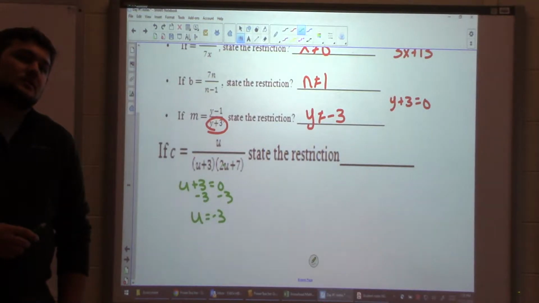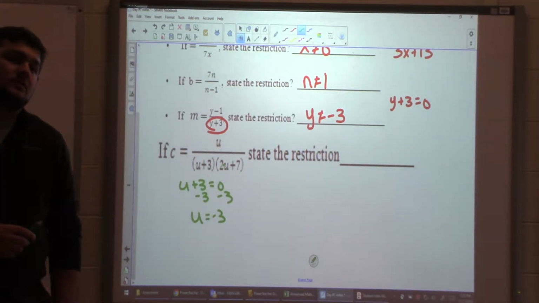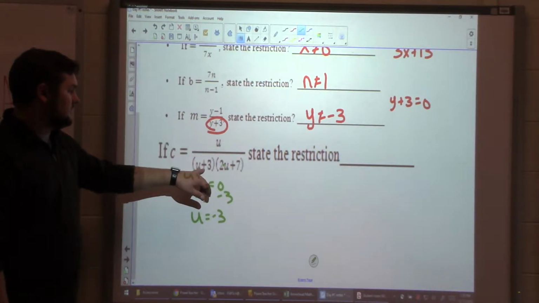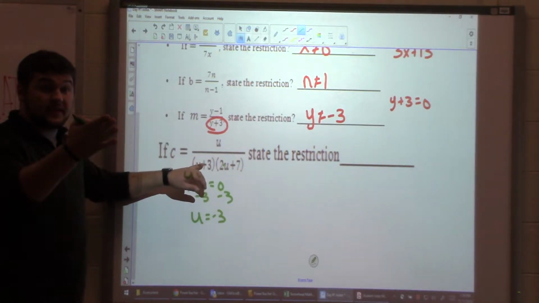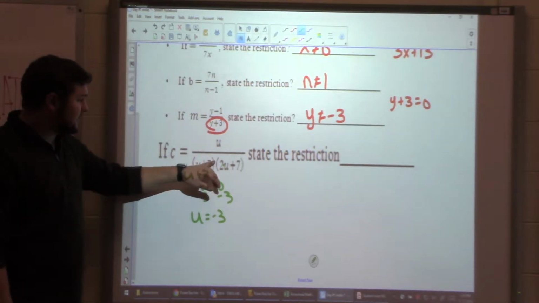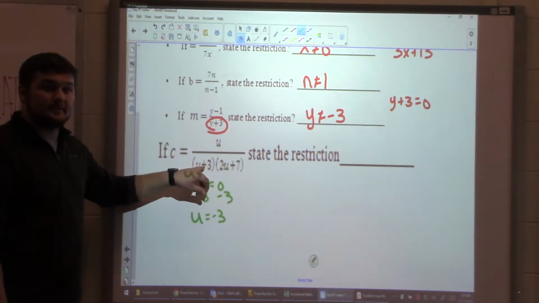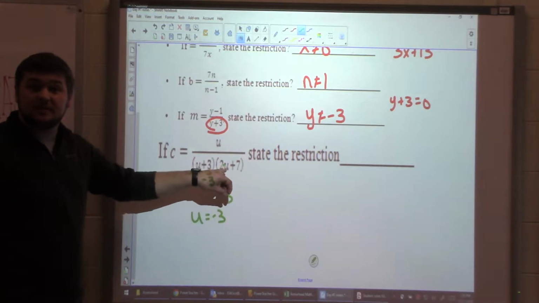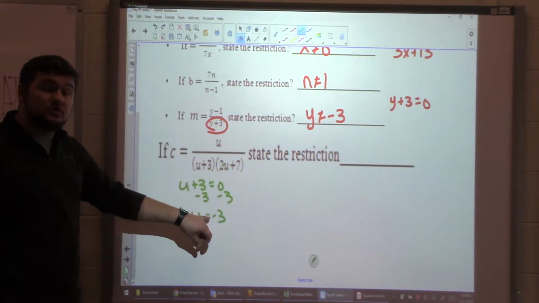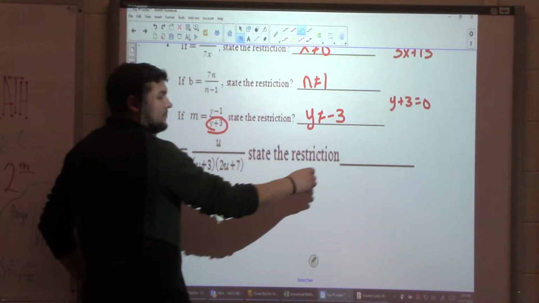Because it would equal 0. Okay. Hey, that's super important. If this part equals 0, what happens to my whole denominator? It all equals 0 because I'm multiplying there. So yeah, u cannot equal negative 3. That's one of my restrictions.